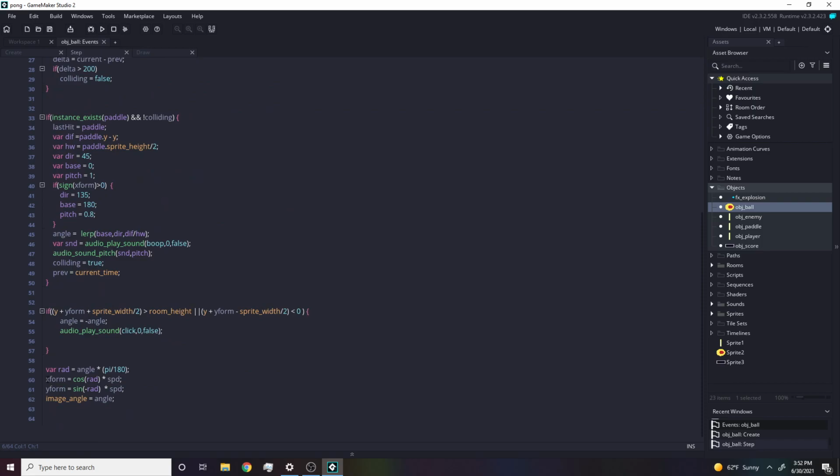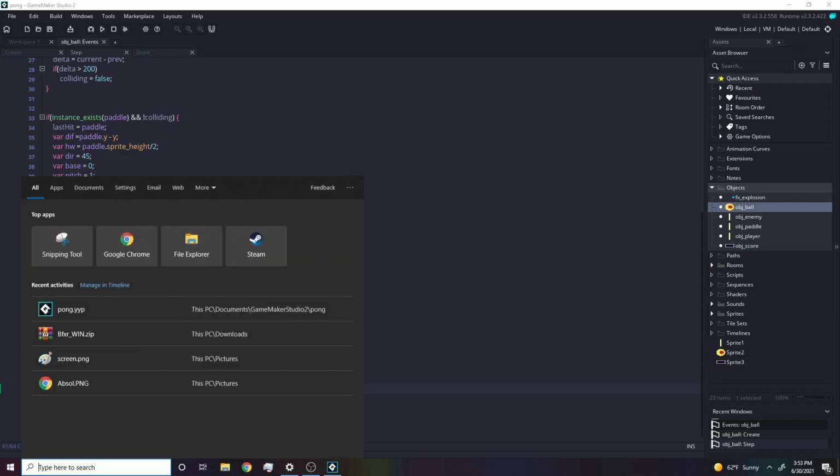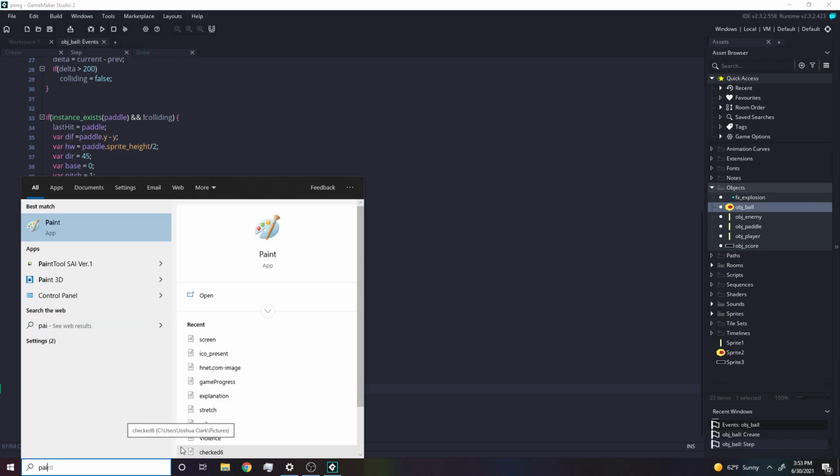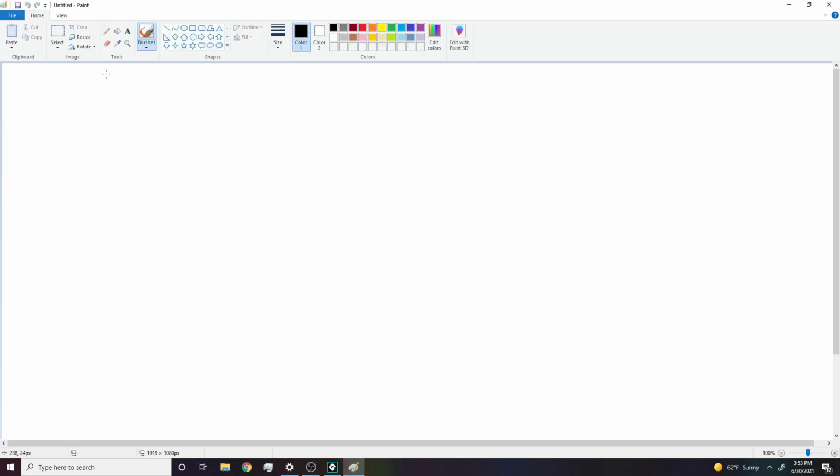So down here, if we go all the way to the bottom, is where it updates. We see xform equals cos(rad) times speed, yform equals sin(rad), negative rad, times speed. And don't get too tripped up on this. It's pretty simple, and I'll explain how that works for those of you that haven't done something like that before.